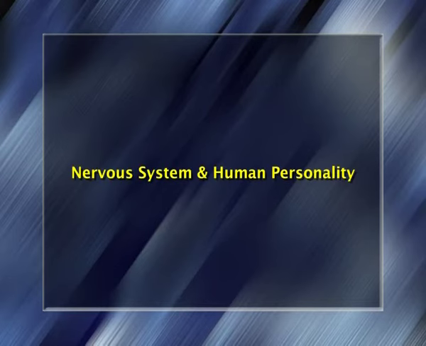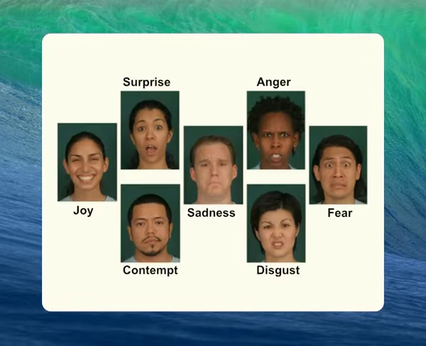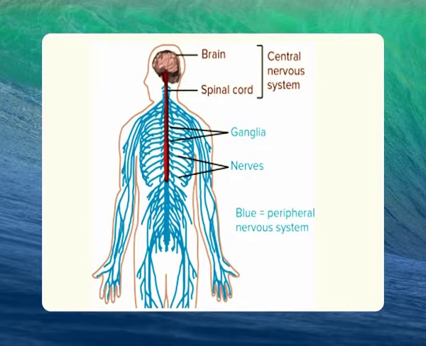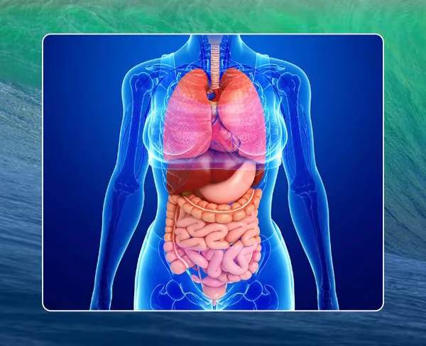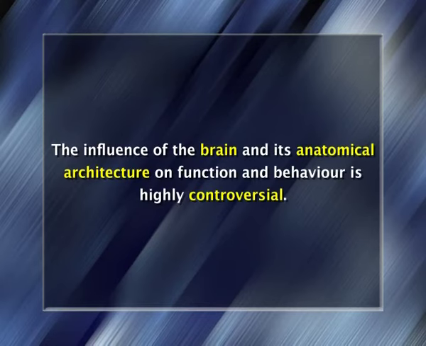Now, the nervous system and human personality. The neuroanatomical construction is distinctively important, as the architecture of the brain assists in understanding how parts of the brain interact with the rest of the nervous system and influence functional expressions, behavior and emotions. Although much of the human system is based on biological, chemical and physiological foundations that most scientists and researchers agree upon, the influence of the brain and its anatomical architecture on functions and behavior is highly controversial.